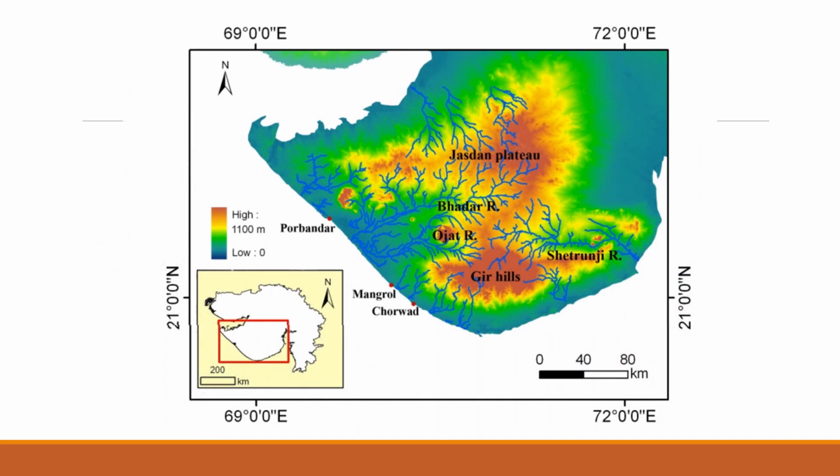In your textbook, it's given that plateau has formed almost in the center of Saurashtra in Gujarat. It's like almost because it's not that big a plateau. So if we take the center of Saurashtra here in this picture, we can see that it is Jasdan Plateau.